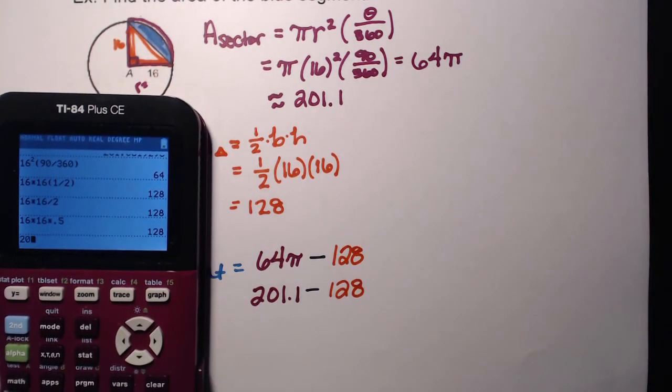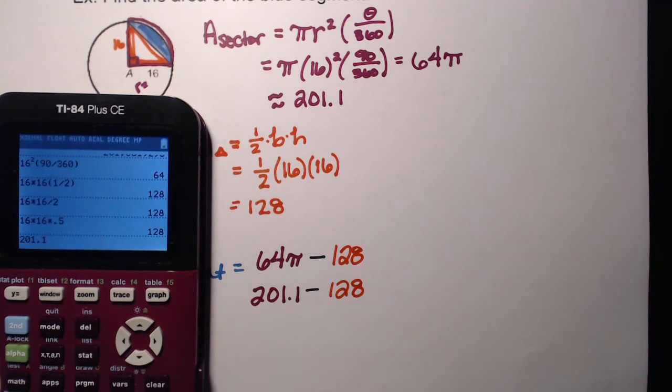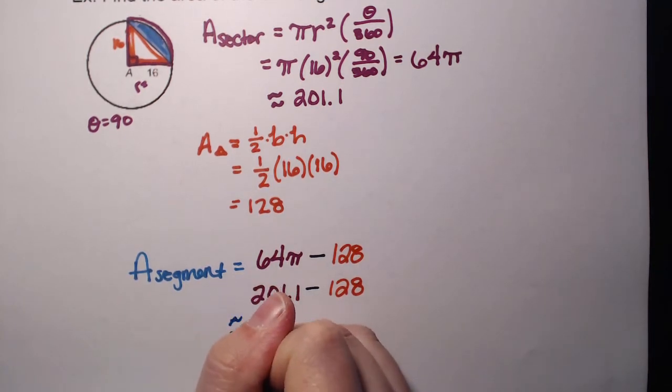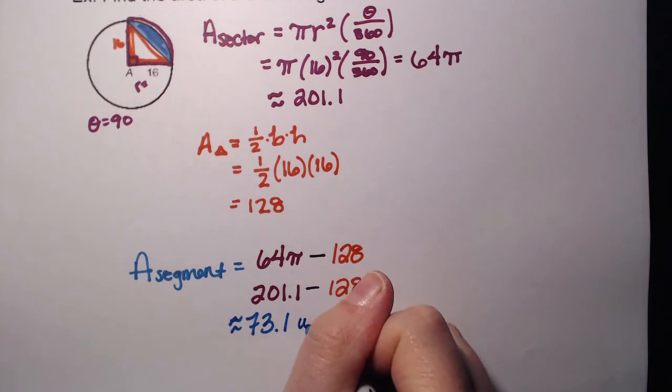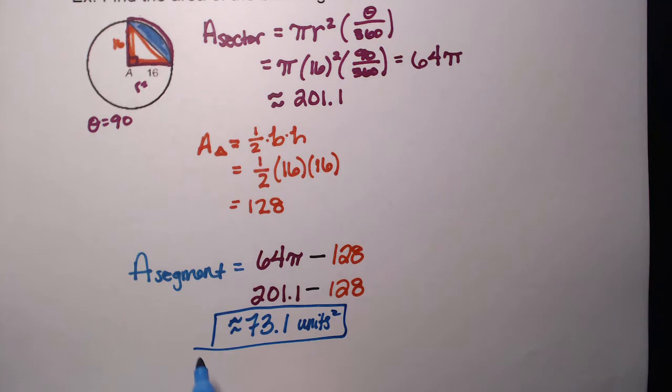So 201.1 minus 128. So 73.1. And then I'm going to say units squared, because it didn't give us units.